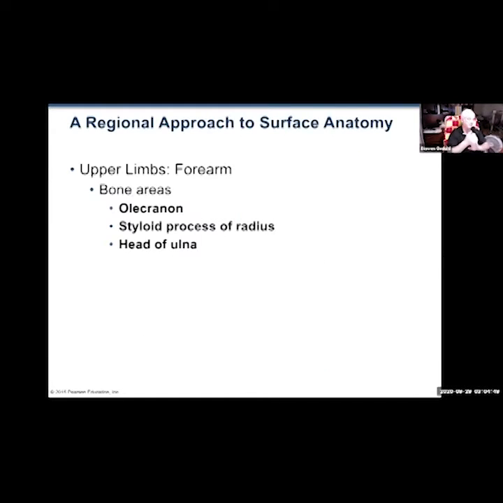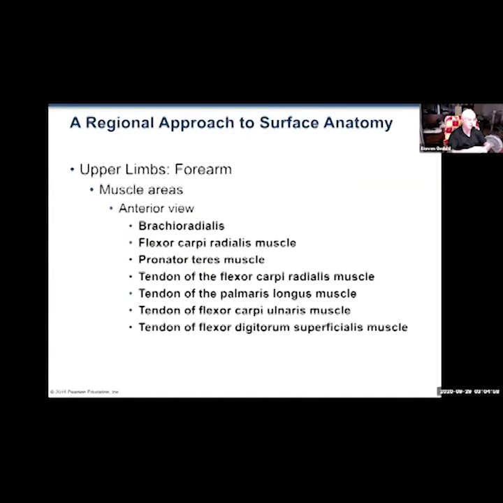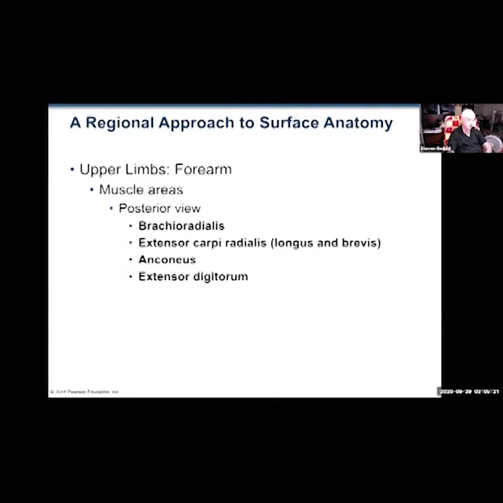Okay, and the upper limb, the forearm: you have the olecranon, the styloid process of the radius, and the head of the ulna. In the anterior view of the forearm, you have the brachioradialis, the flexor carpi radialis muscle, the pronator teres muscle, the tendon of the flexor carpi radialis muscle, tendon of the palmaris longus muscle, tendon of the flexor carpi ulnaris muscle, and the tendon of the flexor digitorum superficialis muscle. We're going to see all those in just a second.